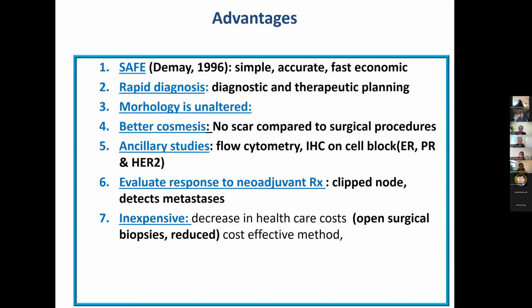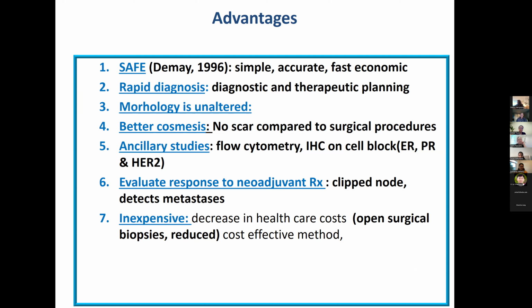So according to DeMay, he had this acronym where he said it was SAFE: simple, accurate, fast, and economic. It also gives you a very rapid diagnosis. And the beauty of this method is the cells are very viable, so they are unaltered. And there's no scar from any surgical procedure. This is not a major procedure, so there's really no scarring. And if you have enough material, you can also do biomarker studies. And more important in today's world is evaluating response to neoadjuvant treatment.